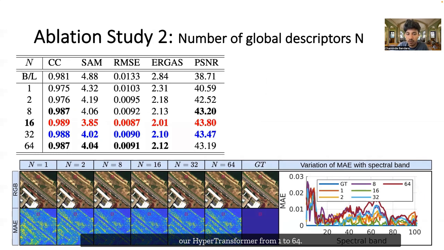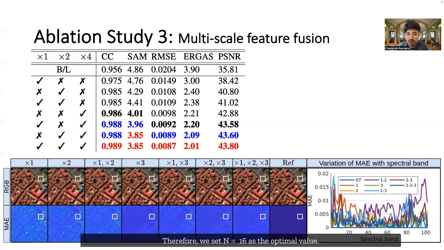In this experiment, we present the results when we increase the number of global descriptors in our HyperTransformer from 1 to 64. We can see that increasing the number of global descriptors results in significant improvement over the spatial and spectral performance measures. However, after n equals 16, the performance metrics start getting saturated. Therefore, we set n equals 16 as the optimal value.